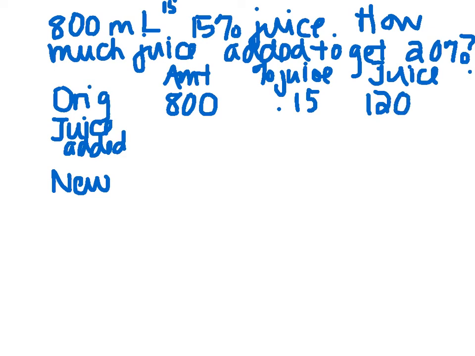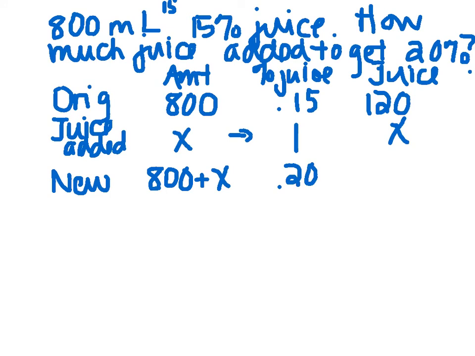When you've got the juice added, that's what you don't know. That's x. And here you have to ask yourself, what percent of juice is juice? It is 100%. The decimal for 100% is 1. So again, we're adding x amount of juice. Now the new solution is 800 that we started with, plus the amount of juice we don't know. And we want that to be 20% juice. So this will be 0.2, because 20 hundredths is the same as 2 tenths, times (800 plus x).